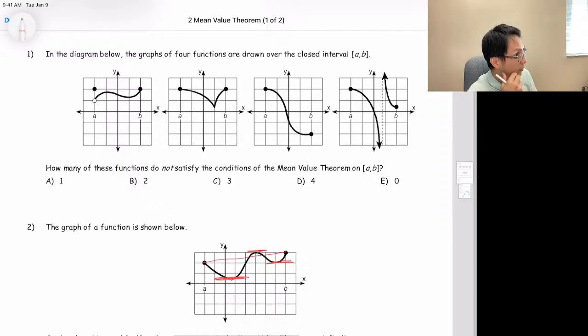Robert, what do you think? You think 2? Can you tell me which 2 and why? I think the second, wait, hold on. No, I think 3. I don't think the first one satisfies it because I don't think the limit exists at the endpoint. The second one has a sharp turn. I think the third one satisfies it. And then the fourth one is not continuous.